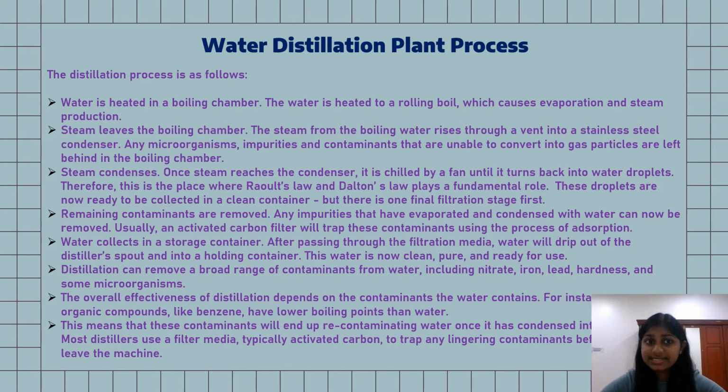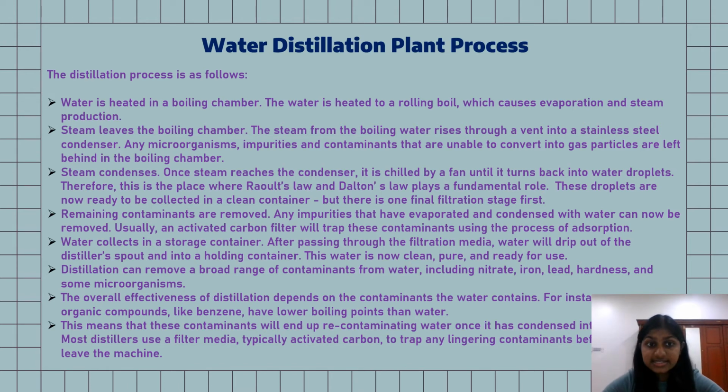Water is heated in a boiling chamber first. The water is heated to a rolling boil, which causes evaporation and steam production. Secondly, the steam leaves the boiling chamber. The steam from the boiling water rises through a vent into a stainless steel condenser. Any microorganisms, impurities and contaminants that are unable to convert into a gas particle are left behind in the boiling chamber.